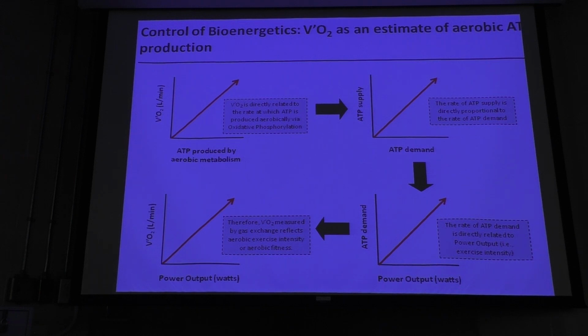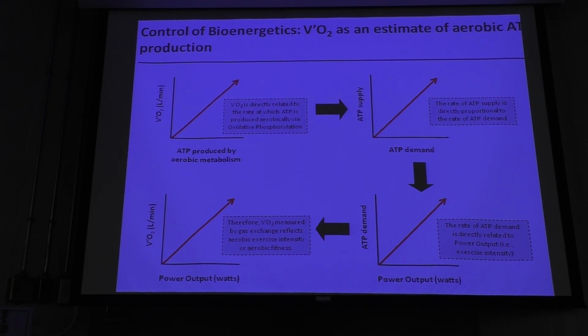So we have an increasing ATP demand with increasing exercise intensity, and the VO2 that you're able to achieve at your symptom-limited peak or your maximum will therefore represent your maximum ability to drive ATP production aerobically. So the higher your VO2 max, the higher your aerobic fitness is.